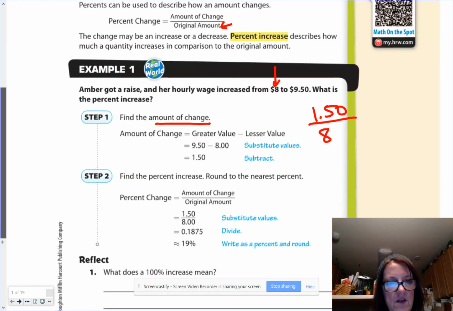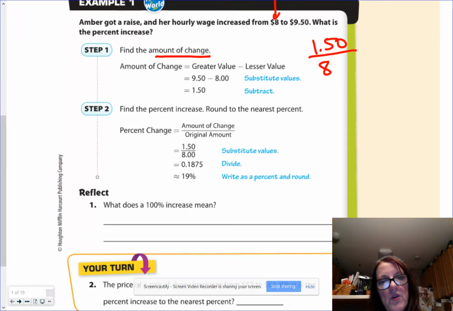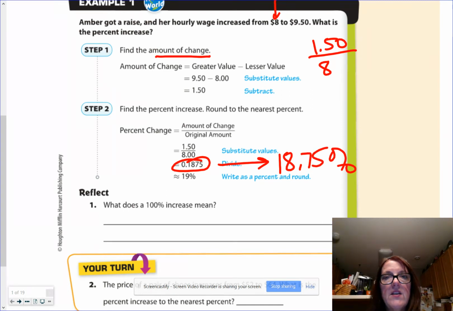So the decimal you got was 0.1875. When you move that two decimal places to turn it into a percent, it's 18.75%. My directions said round to the nearest whole number percent, so 18 and 75/100 would turn into about 19%. Okay, cool.